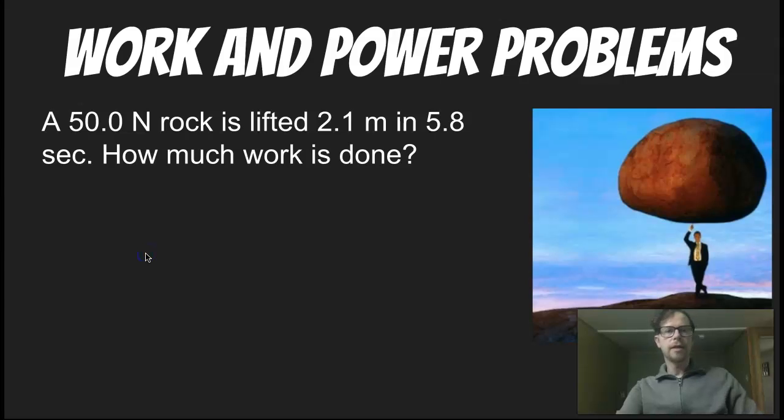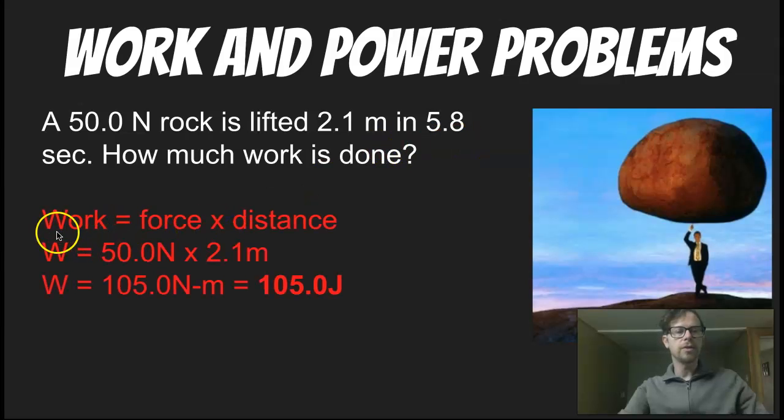Let's look at an example calculation. A 50 Newton rock is lifted 2.1 meters in 5.8 seconds. How much work is done? For work, remember, we just need force and distance. So the force is 50 newtons, because that's the weight of the rock, and 2.1 meters is the distance that it went. And for work, we don't need to worry about the time.